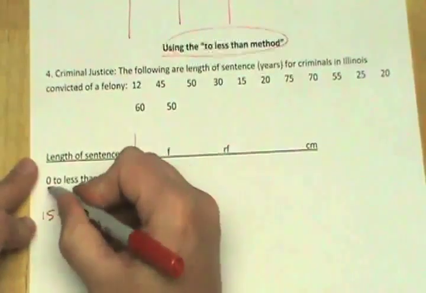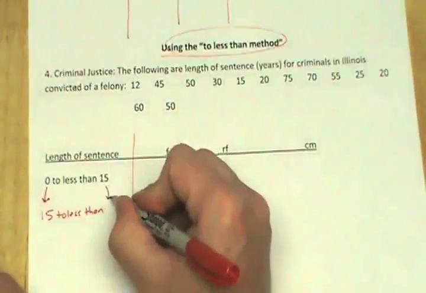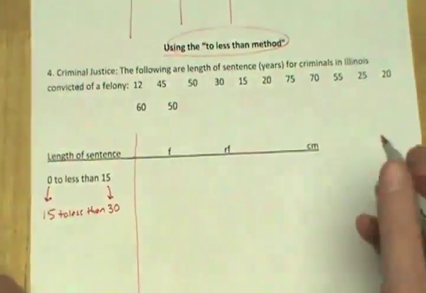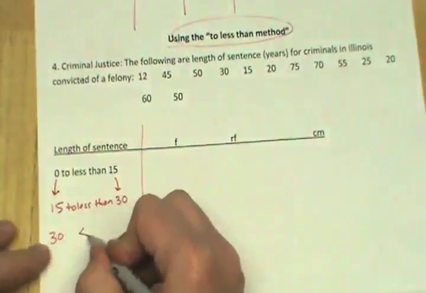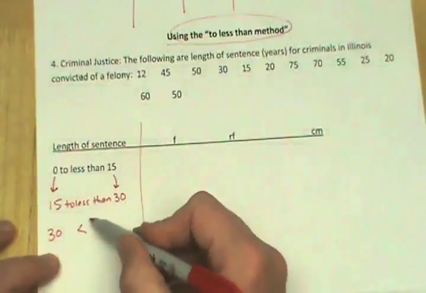And now you take a look, and you notice the difference between 0 and 15 is 15. So you want the same difference of 15 here, so you're going to say 15 to less than 30. And then you're going to start with 30. And you can also, if you want, use the less than symbol. Both are done the same. They both mean the same thing.